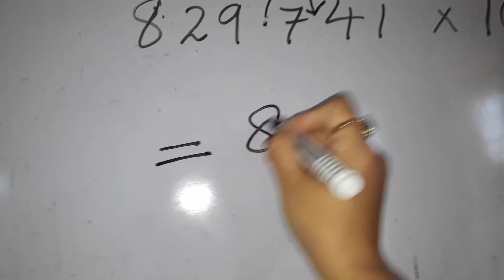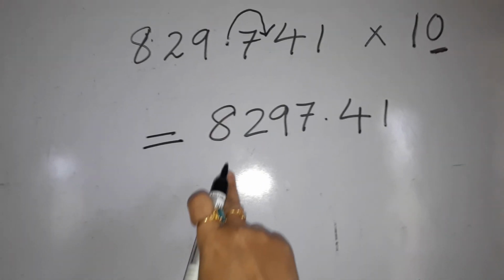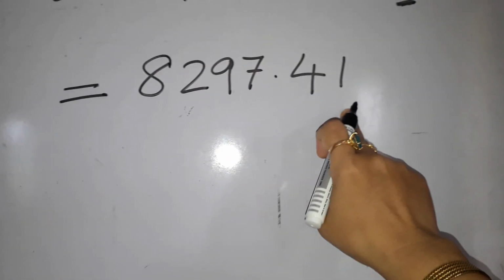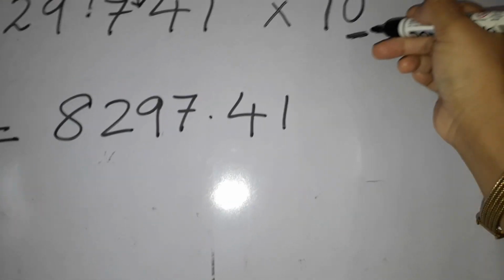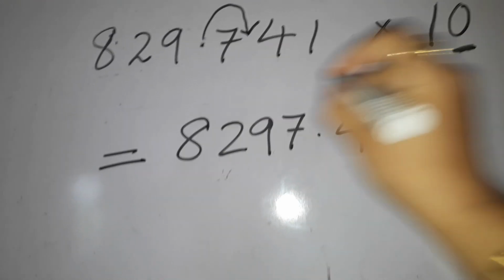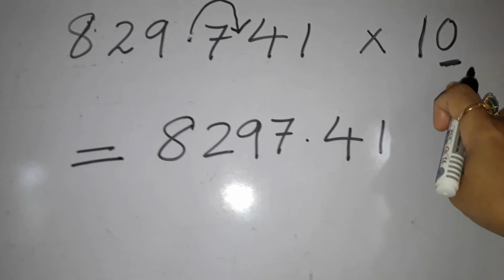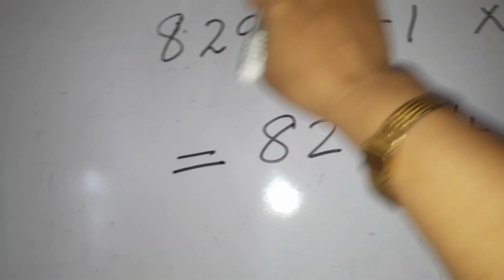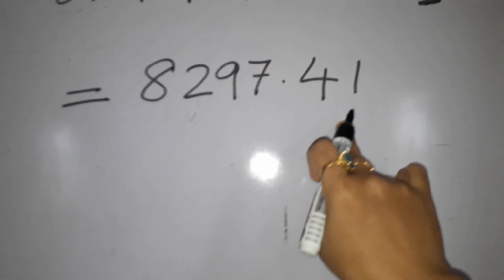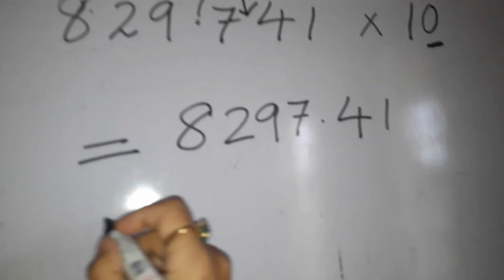Now the answer is 8297.41. That means we read the number as 8297.41. So based on the number of zeros in the multiples of 10 or in the powers of 10, the decimal point will move that number of places. Here it is multiplied by 10. 10 has got only 1 zero in it. So the decimal point has moved one place to the right in the multiplicand. And the answer is 8297.41.